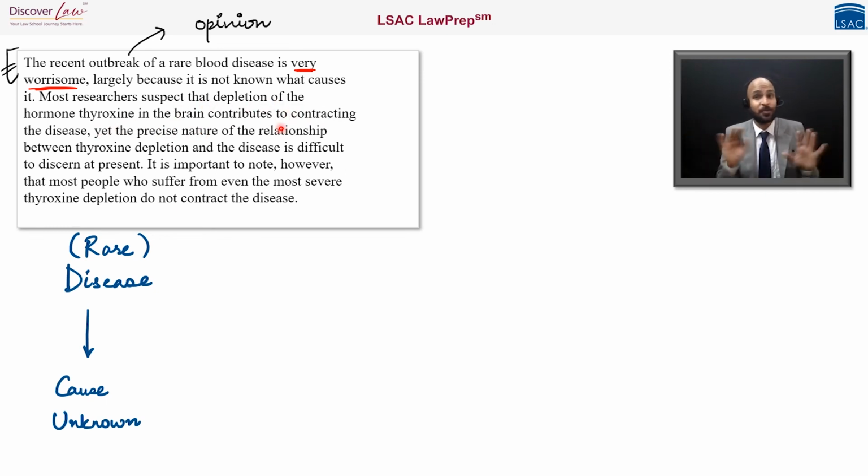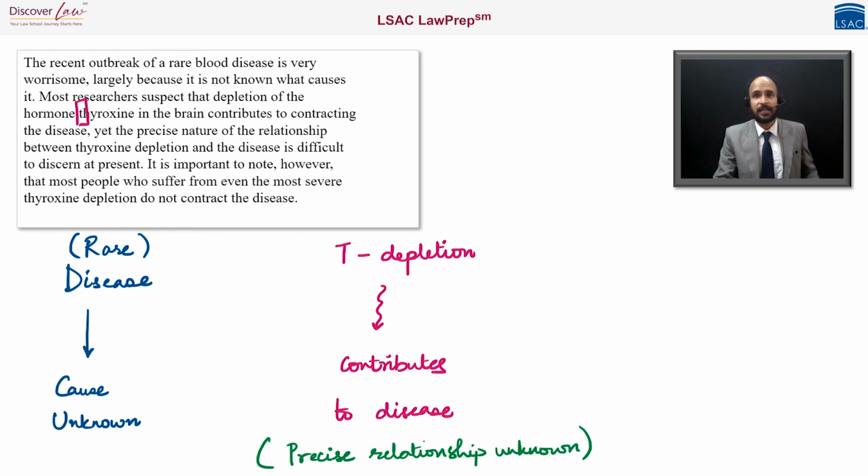You don't need to understand the science, but you can just see here that researchers suspect that there's a certain reason. It says that researchers suspect that depletion of the hormone thyroxine in the brain contributes to contracting the disease. Yet, the precise nature of the relationship between thyroxine depletion and the disease is difficult to discern at present. So they have a sort of suspicion, but they can't say with precision what is happening here. So T depletion is basically thyroxine depletion.